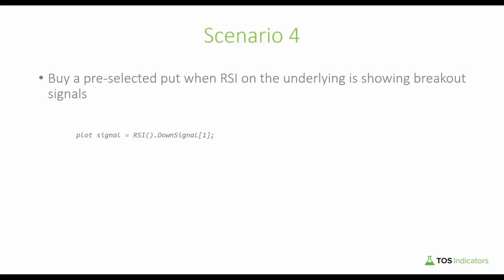Now for scenario 4, we have this idea, which is to buy a pre-selected put whenever the RSI on the underlying is showing us breakout signals. And so here we'll just use the SPY as an example, and I'll also show you what I mean by the breakout signal on the RSI. So we'll start with the charts first and then go to the trade tab.